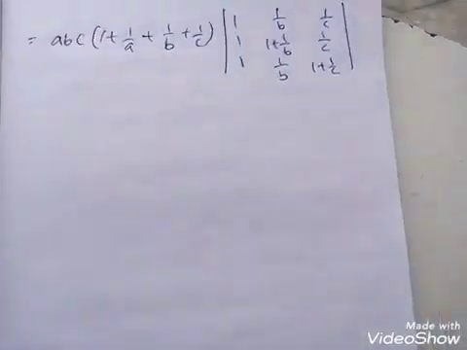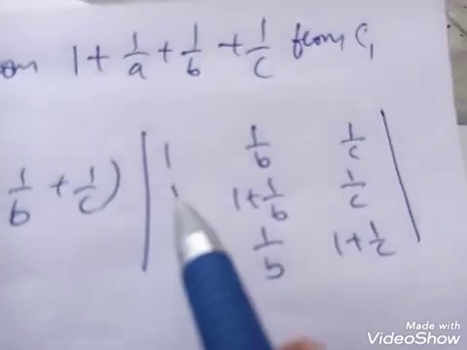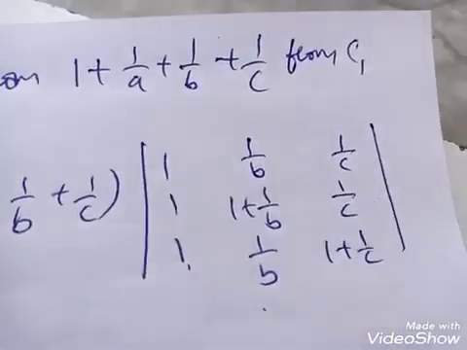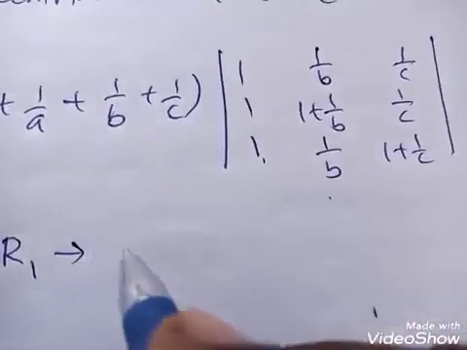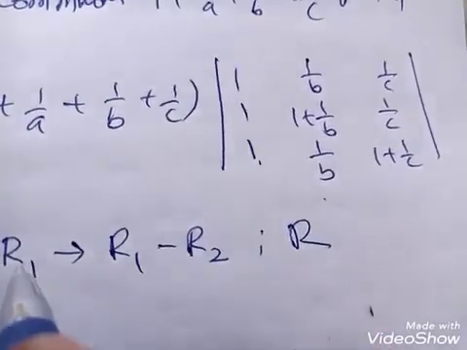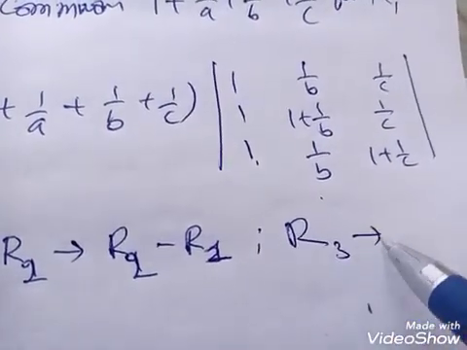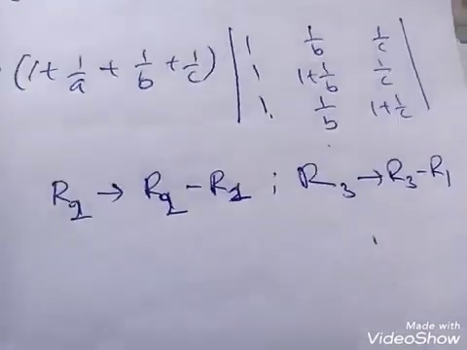Now expand. Before expanding, we are going for some more operations. Here observe there, here 1 by a is there, here 1 is there. Here 1 by b is there, here 1 by b is there. Here 1 by c is there, here 1 by c is there. That's why I'm going for operations: R1 gives rise to R1 minus R2, sorry, this is R2 gives rise to R2 minus R1, and R3 gives rise to R3 minus R1.